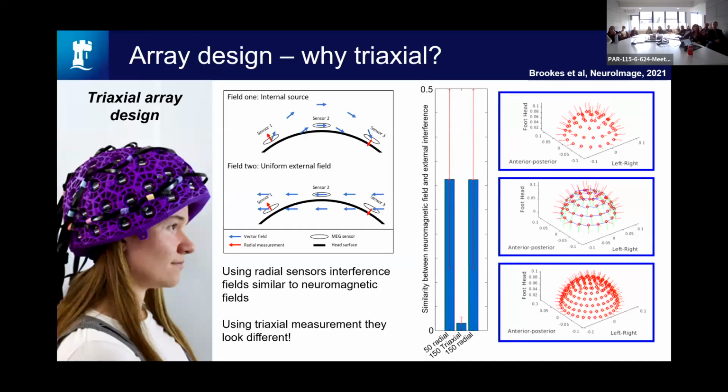If we look at the similarity between interference and brain signals, then we measure it and it looks like this for a conventional MEG system, and it's down here for a triaxial system. Now I'm talking about triaxial systems. It also works for dual axis.